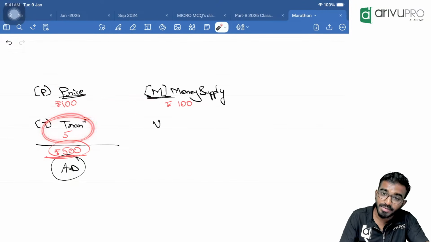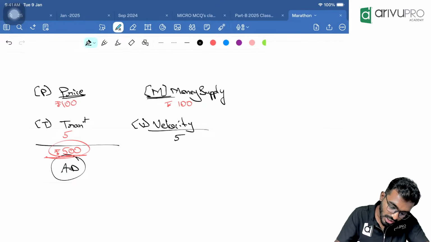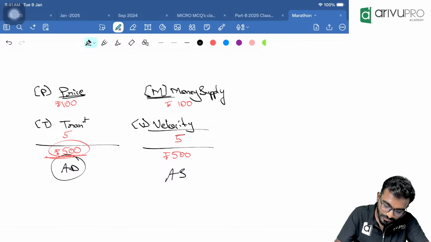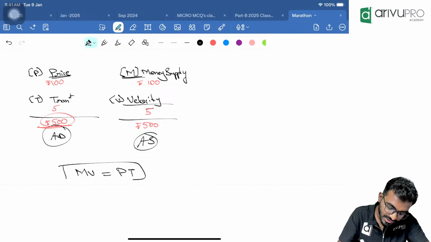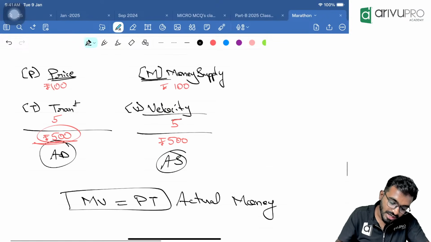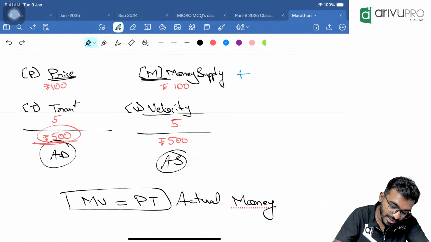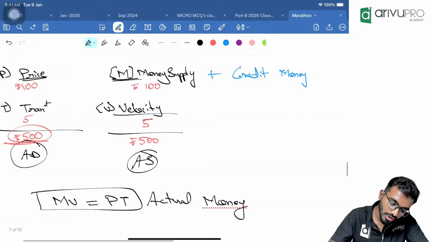And the number of times we are buying is proportionate to velocity. This is called velocity, V. So this will be like 5 times. So totally the aggregate supply will also become rupees 500. So this is the AS side. So MV is equal to PT. This is with respect to actual money. Now we don't just keep money in our hand. We also keep it in the bank. So for this we have credit money. We call it M dash.